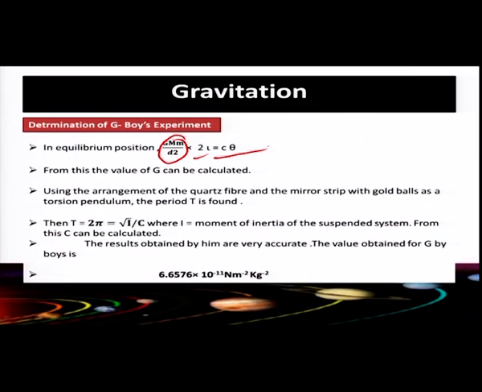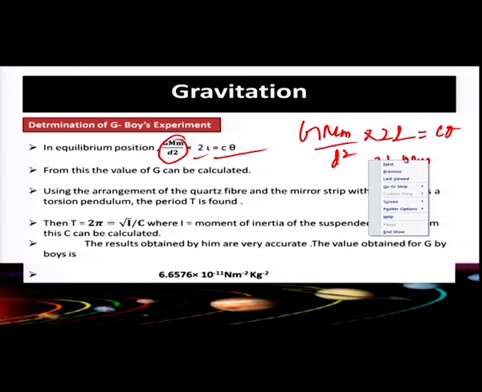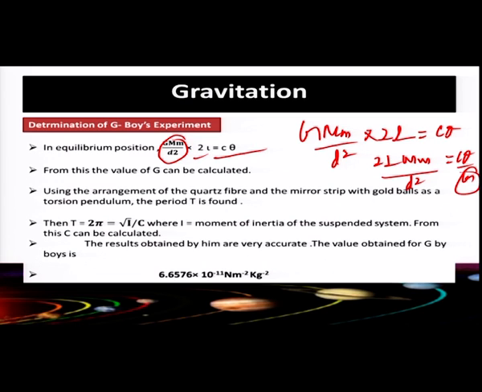From this we can calculate G. We have G m m by D squared into 2L equal to C theta, or I can write 2L m m by D squared is equal to C theta by G. From this we can calculate G.